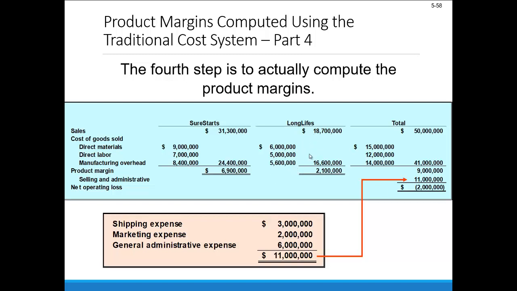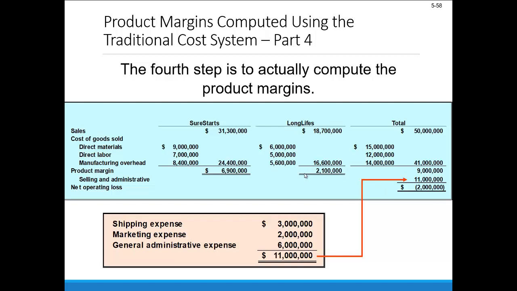Now in the case of the Long Lives, some of the information we were given kind of gave us some pointers there about this potentially happening. The Long Lives, if you'll recall, needed a bunch of design changes. They were consuming a lot of different resources that the Sure Start was not consuming, or at least at the same rates. So under our traditional costing system, we may have been miscosting and mispricing that product, given that it consumed a lot more resources than we were accounting for.